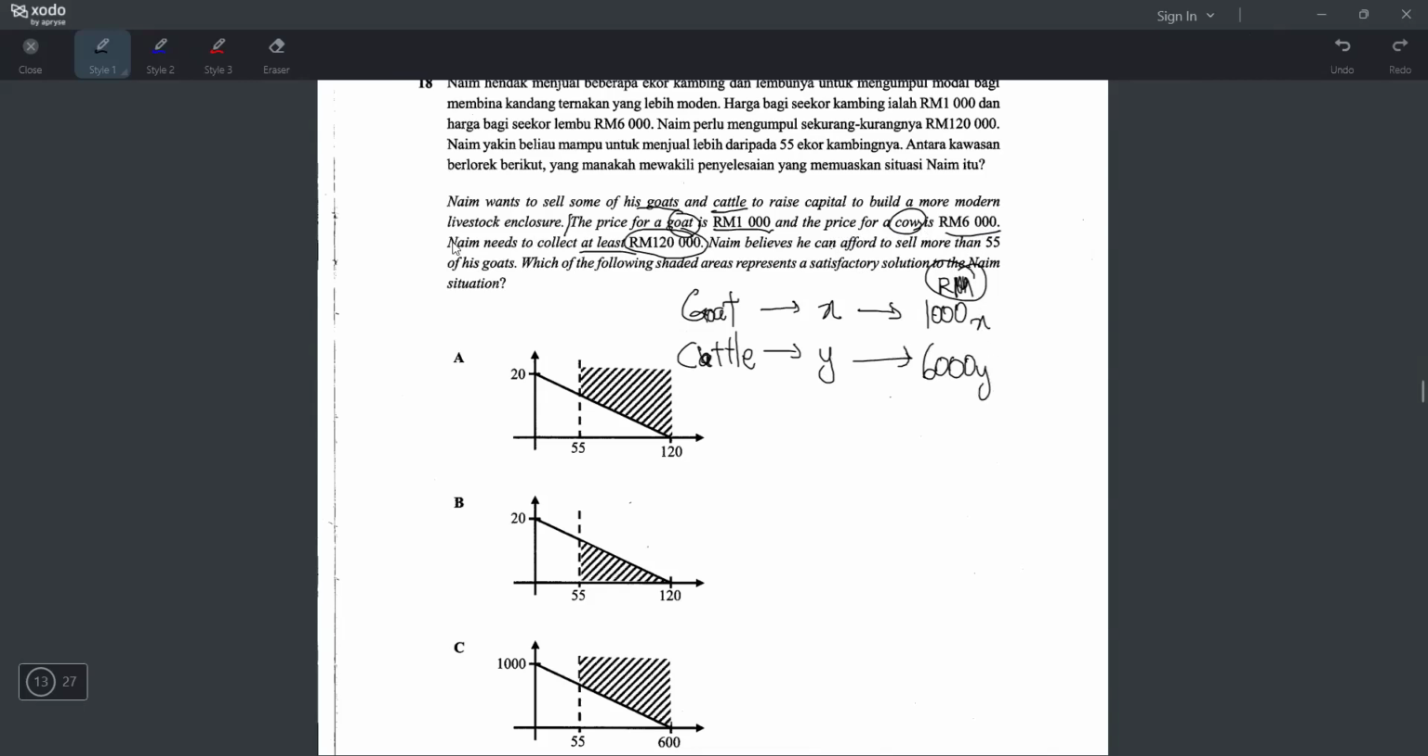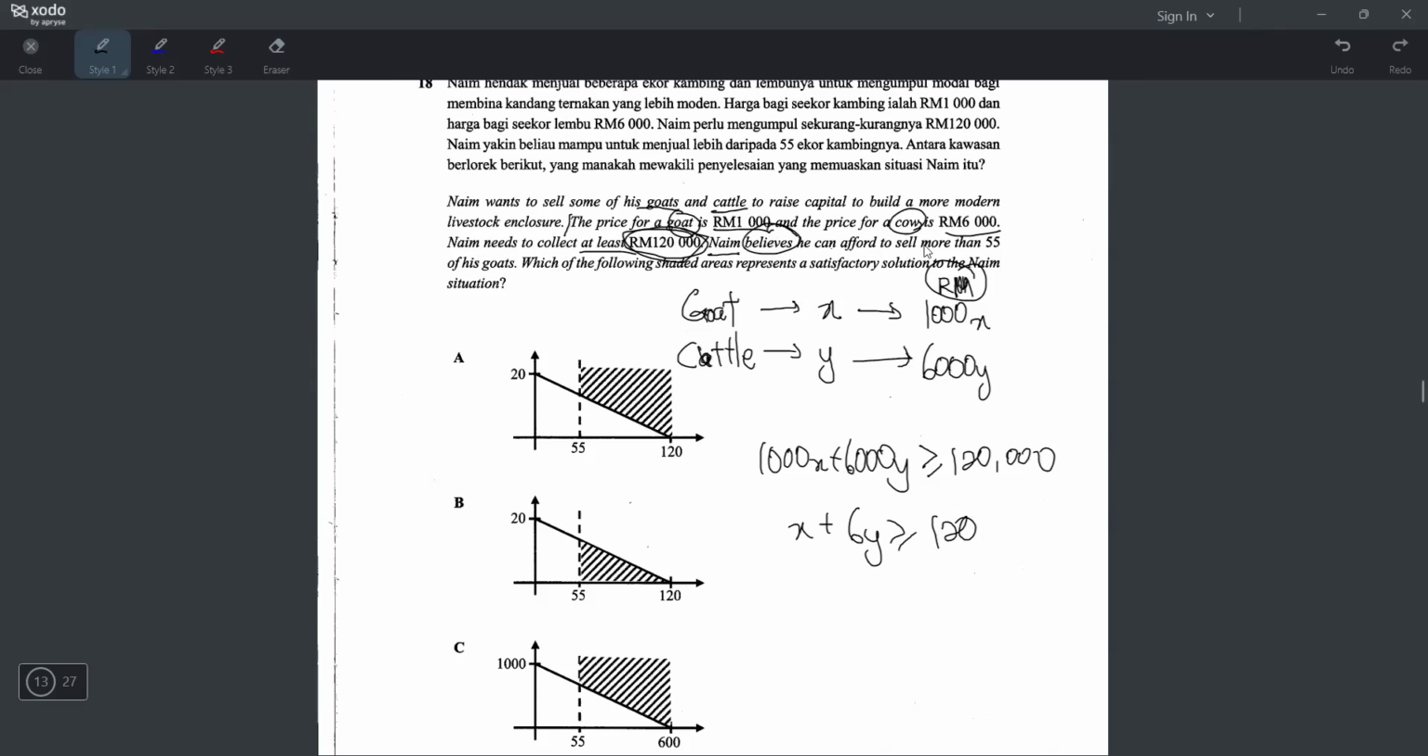Naim needs to collect at least 120,000 ringgit. That means 1,000X plus 6,000Y, the total price, must be at least. At least means sekurang-kurangnya, maksudnya dia kena lebih atau sama dengan 120,000. So this is your first inequality. And I always teach my students, kalau boleh kecilkan, kecilkan. All these numbers can be divided by 1,000. So divide by 1,000 we get X, 6Y, and 120. So this is your first inequality in simplest form. Alright, now what do they say?